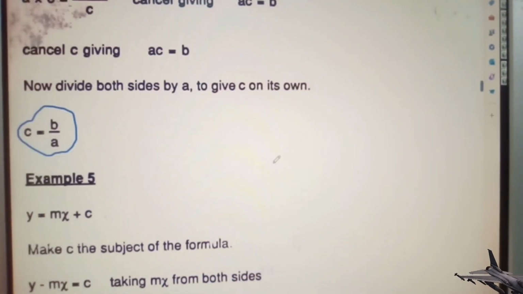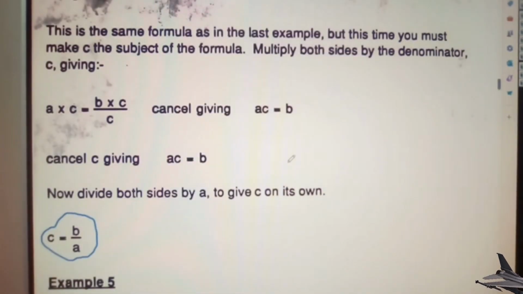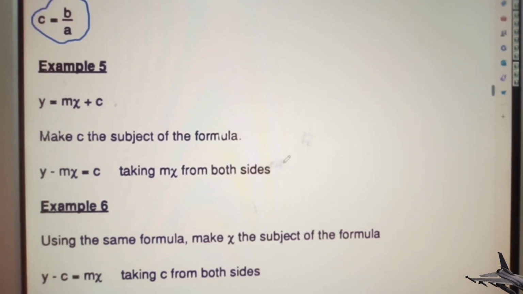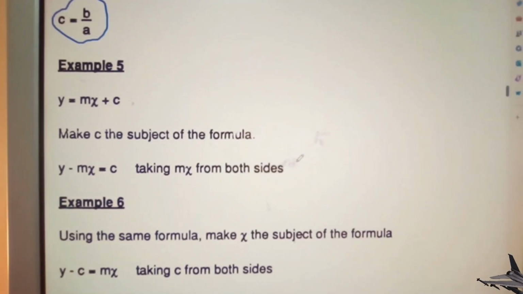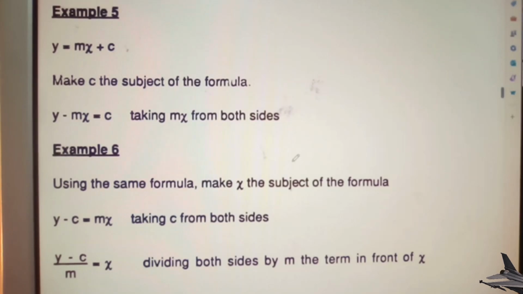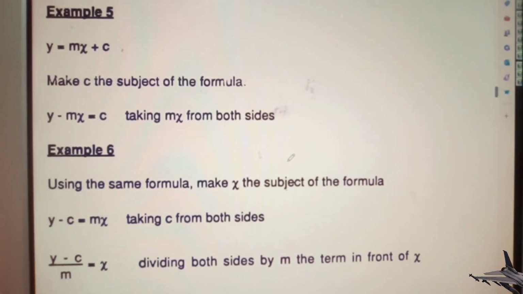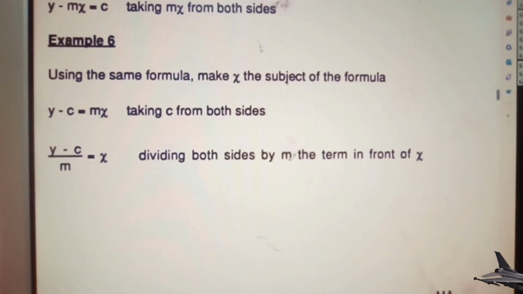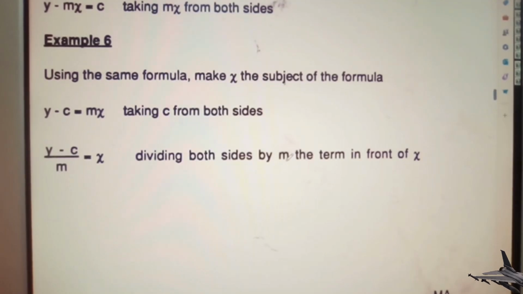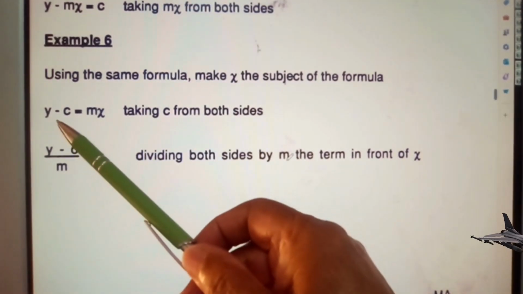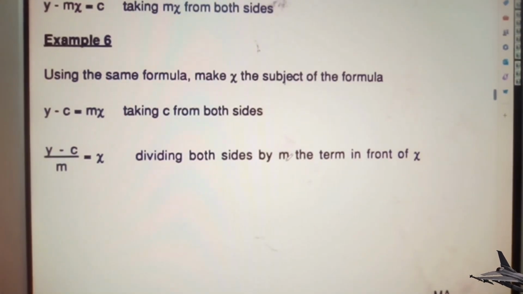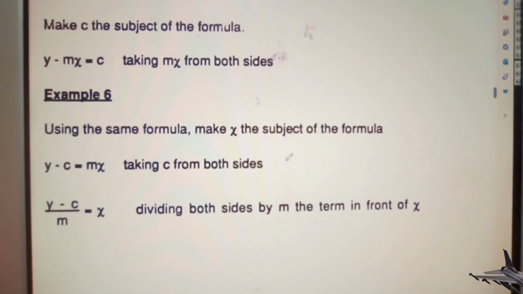Let me just go back up, make sure I've got everything in frame. Sorry, let me just recall what the formula is again. Okay, yep.